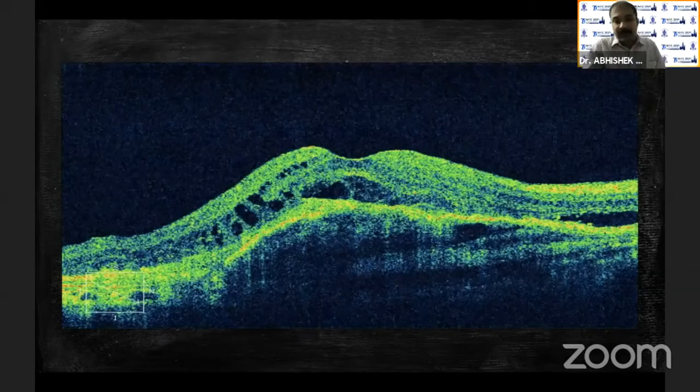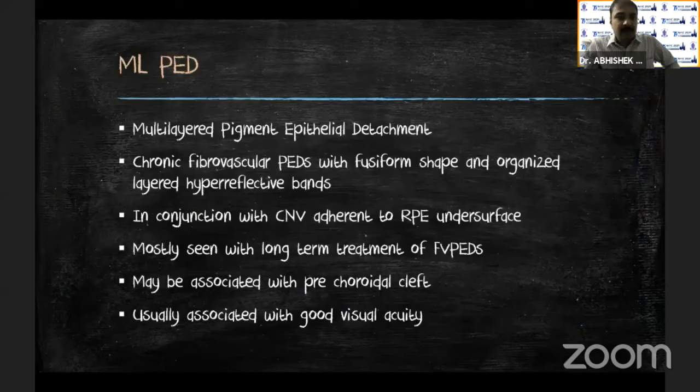Now, this is a finding again that we see in several of our AMD patients, especially the ones that have been on chronic treatment with us. If you look at the characteristics of the PED, this is what we call a multilayered PED. It is basically a chronic fibrovascular PED with a fusiform shape. It has layers of fibrous tissue. These are visible as organized layers, hyperreflective bands. In between the bands, there is hyporeflectivity.